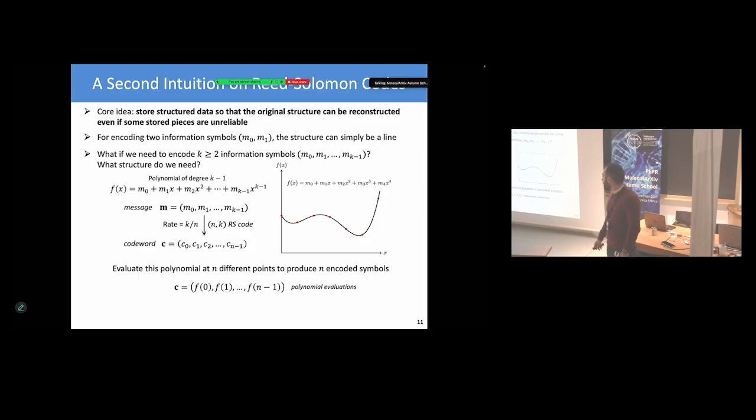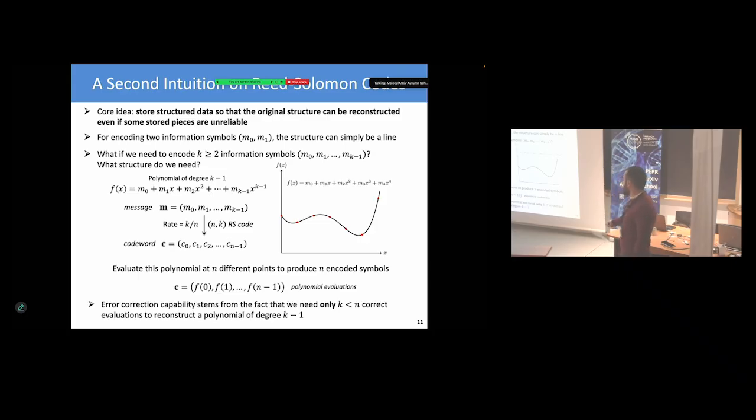I'll repeat. I have n symbols, and k are enough to reconstruct the polynomial. So with any n minus k erasures, I'm still good. This is for erasures. For substitutions, it's more involved, but I will give you some insights in the next slide. So the error correction capability stems from the fact that we only need k correct evaluations to reconstruct a polynomial of degree k minus 1. I don't need all the n. Any questions about this? Okay.